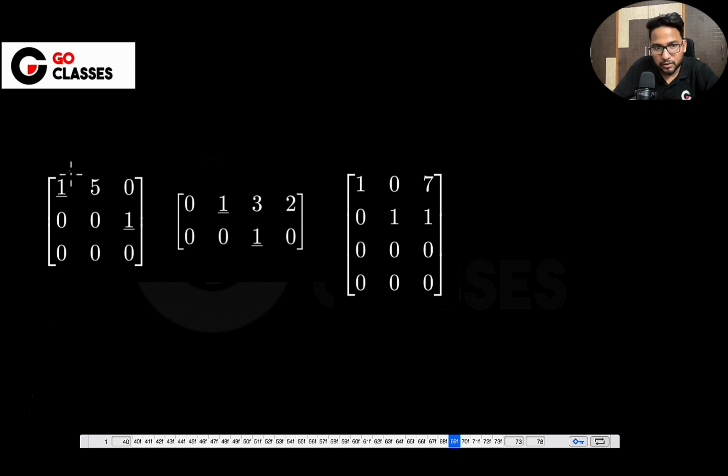Is this the row reduced echelon form? This is the pivot and this is the pivot. So above, below, both are 0. Yes, I think this is in the row reduced form. Here, this is the pivot, this is the pivot. Okay, above is not 0, so that's not.